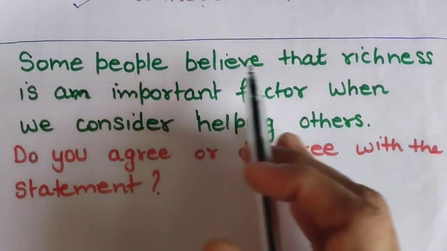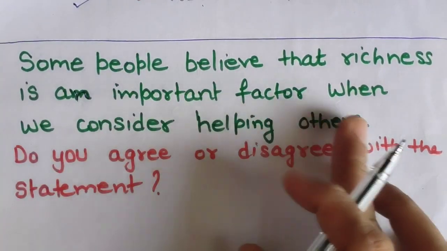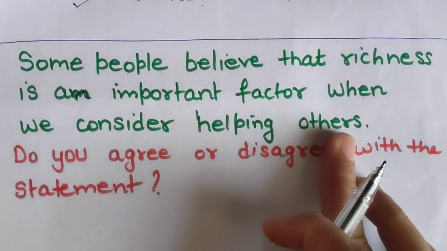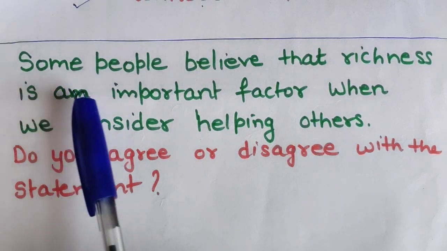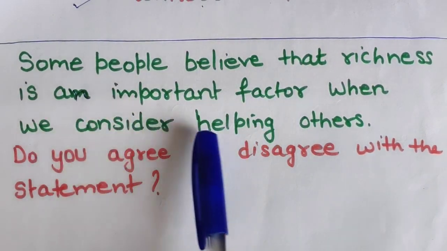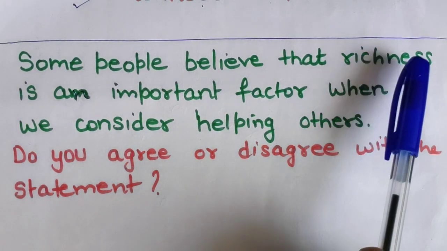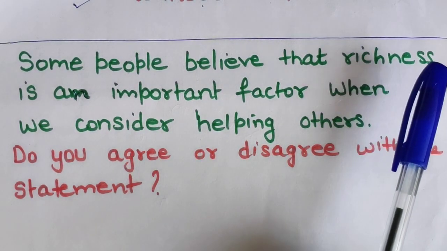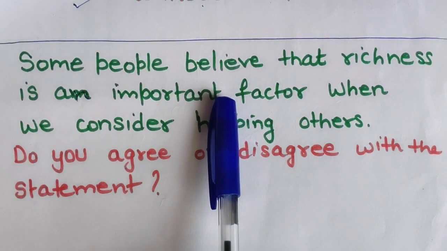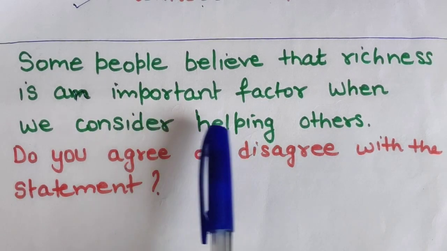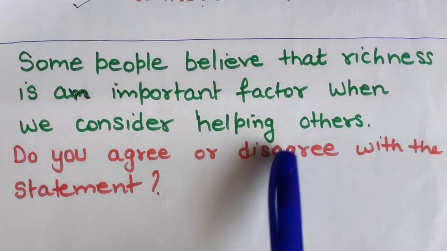So here, some people believe that richness is an important factor when we consider helping others. Do you agree or disagree? Some people believe that richness is an important factor when we consider helping others. It means this is the main important topic here. Richness means money. It is an important factor when we are helping needy and poor people.